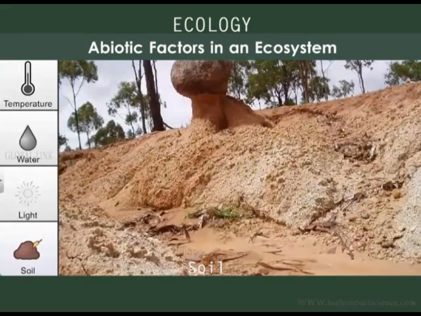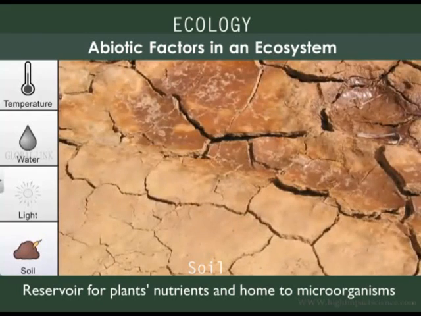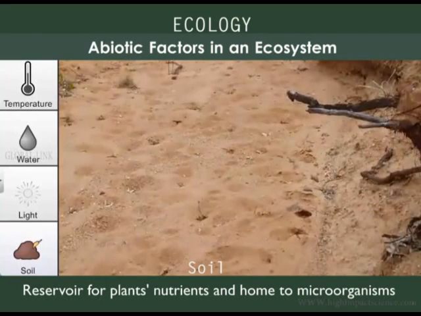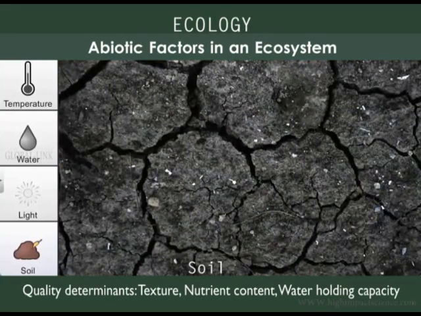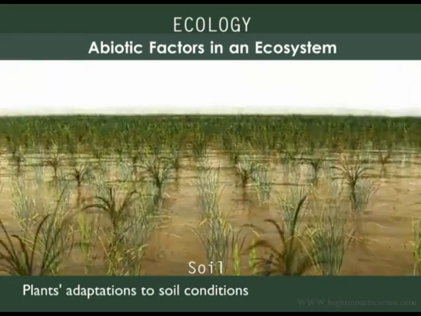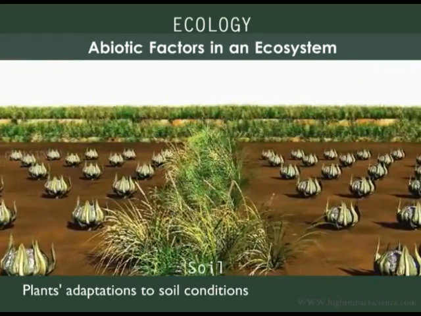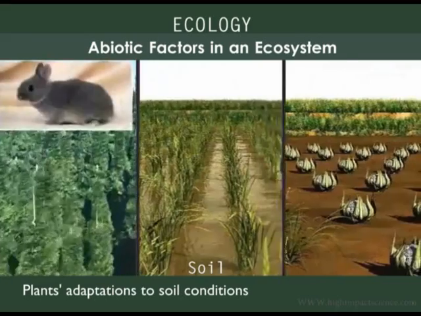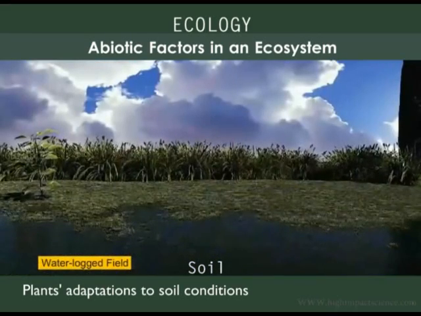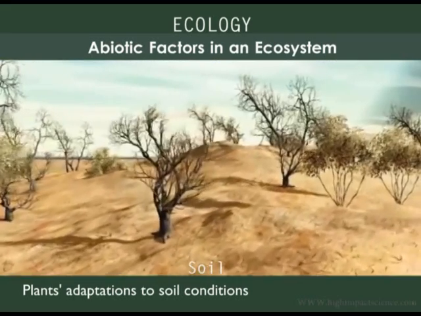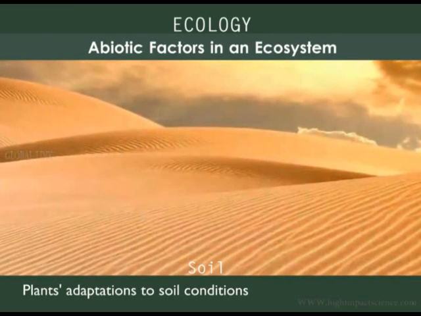The soil is a huge reservoir for nutrients and home for plants and fungi and other microorganisms. Soil quality is determined by texture, nutrient content, and water holding capacity. Fertile soils with good water holding capacity encourage the growth of land plants, while waterlogged soils are inhabited by aquatic plants and anaerobic microorganisms. Desert plants thrive in dry, sandy soils.